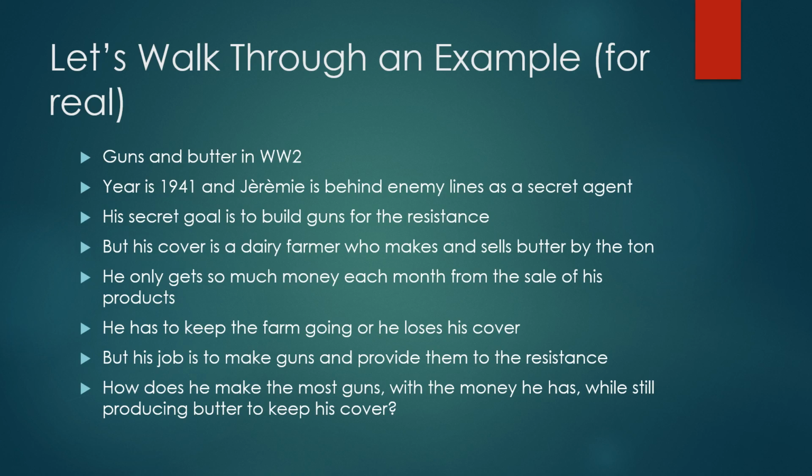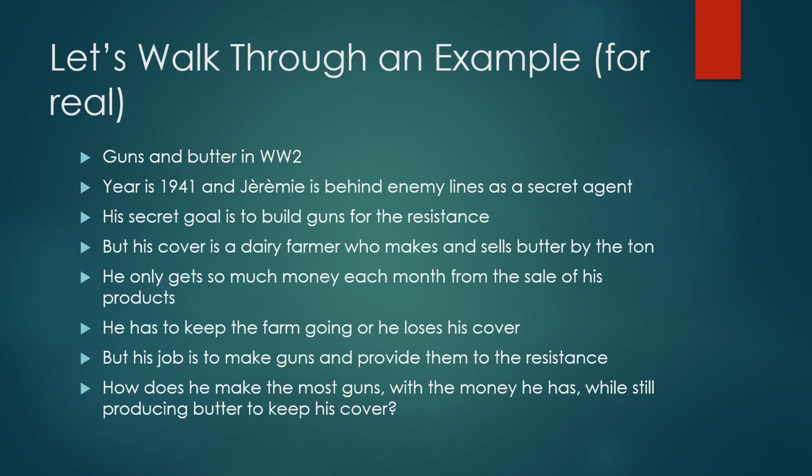And the year is 1941, and Jeremy, a Frenchman, is hiding behind enemy lines, and he's a secret agent hiding behind enemy lines. Okay? His secret goal is to build guns for the resistance. But his cover is as a dairy farmer, so he's actually existing behind enemy lines as a dairy farmer, and his job, his public job, or his known job, is to make and sell butter by the ton. Okay? But secretly at night, he produces guns for the resistance.